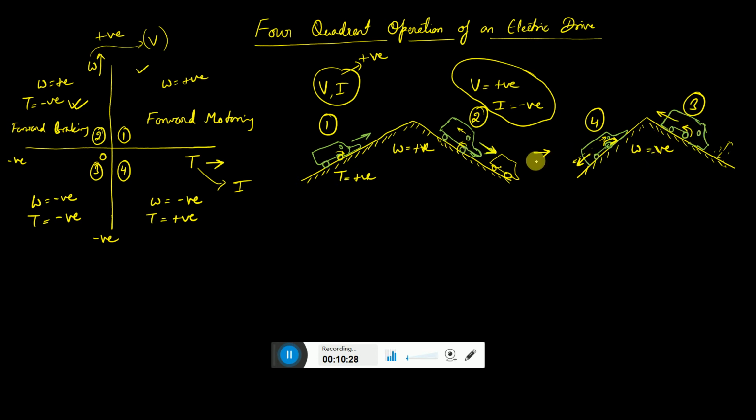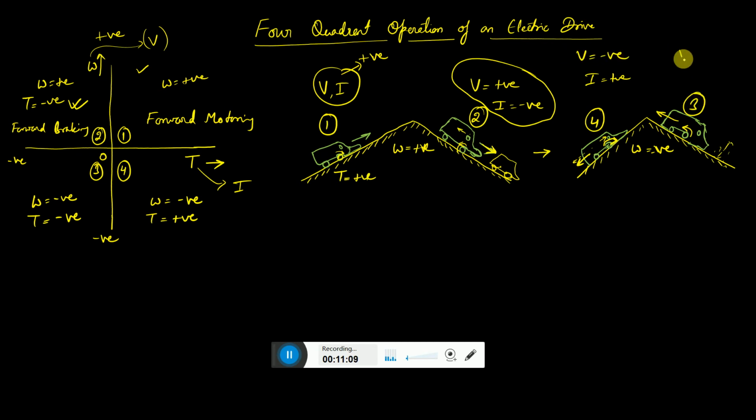So this is how all the 4 quadrant operation can be explained. And when I'm saying that you can use a gear, in an electric drive you don't have a gear or such, you have only some power electronic devices and a motor, where using the power electronics you can change the voltage and current sign or direction. So like in case number 4, your current is positive and the voltage is negative.